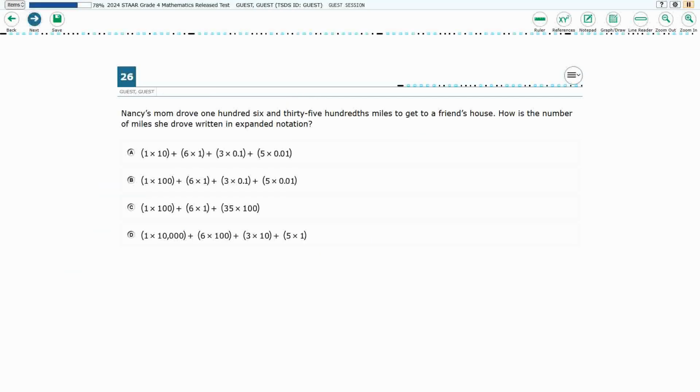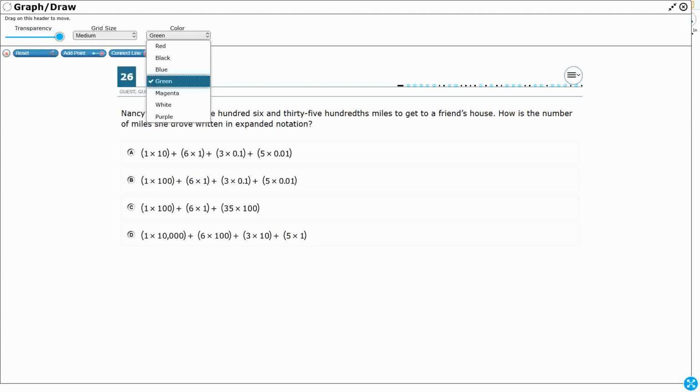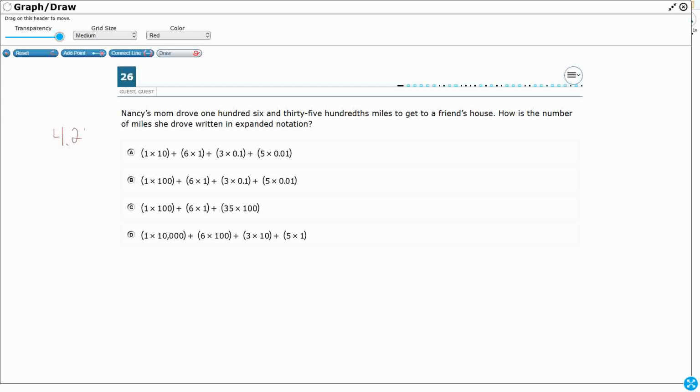For number 26, we are looking at expanded notation. This is standard 4.2B, and we've got Nancy here. Nancy's mom, actually. What is Nancy's mom doing? She is driving this one, 106 and 35 hundredths miles. So we need to write that in expanded notation.